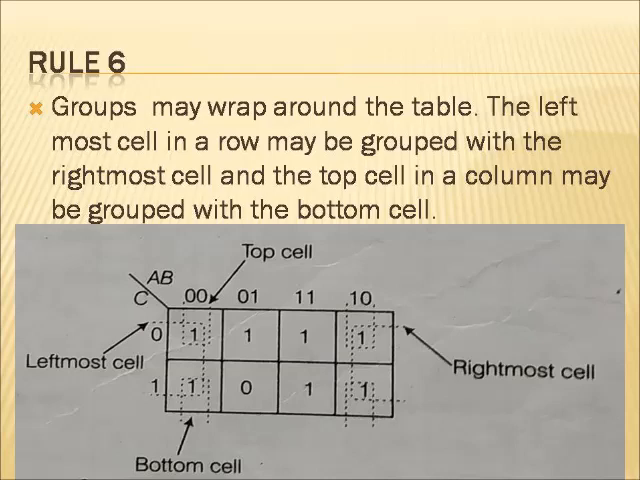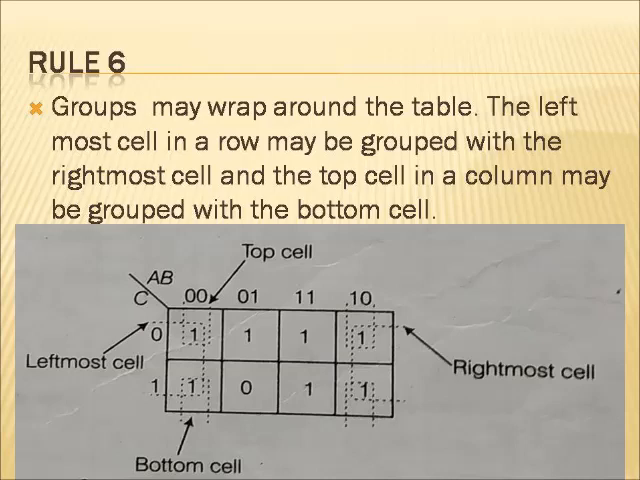Okay. Next one is an important rule, and you have to be very careful. Rule number 6. We can form the groups like you can see: the leftmost cell in a row may be grouped with the rightmost cell, and the top cell in a column may be grouped with the bottom cell. Okay, here you can see that the leftmost cell contains values 1 1, and the rightmost cell contains 1 1. Actually we are forming a quad from these leftmost cells and the rightmost cells, right?